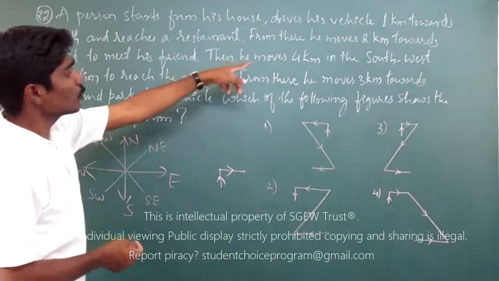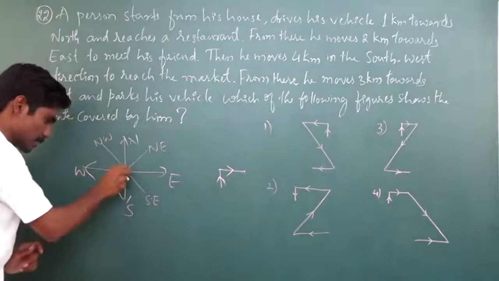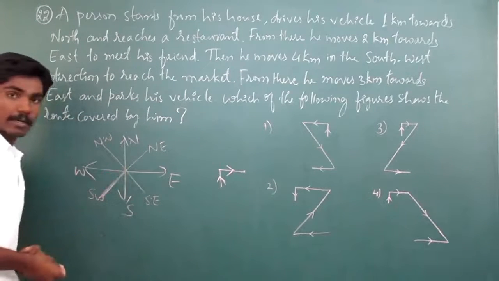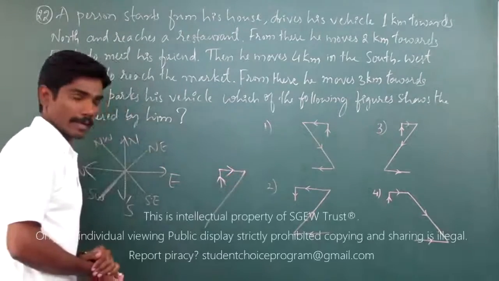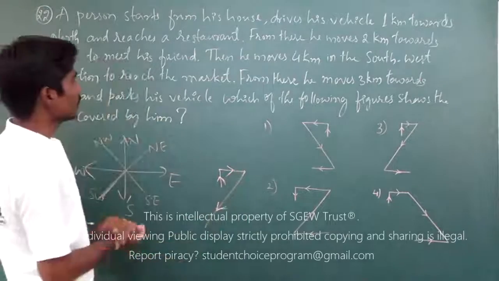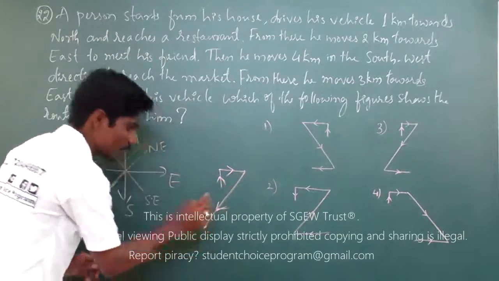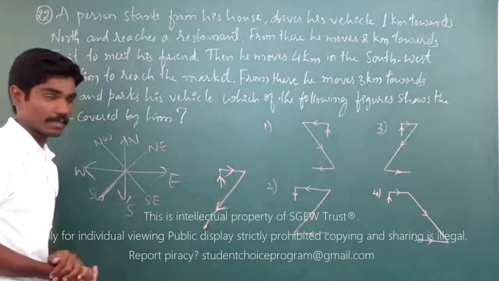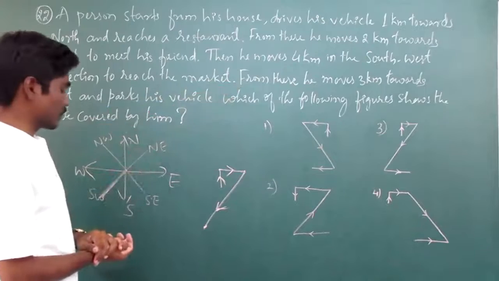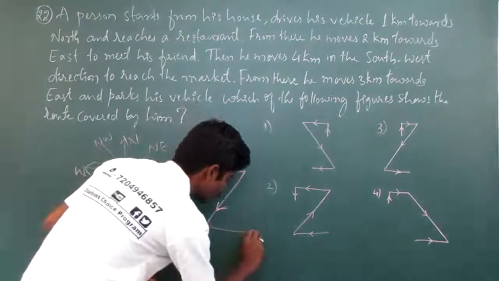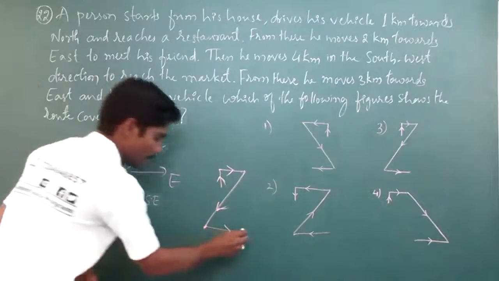Next, he moves 4 kilometers in the southwest direction. Now let us see friends, this is the southwest direction. When he meets his friend, he moves about 4 kilometers in the southwest direction to reach the market. Now he has reached the market after covering 4 kilometers. Thereafter, he moves 3 kilometers towards east, and again parks his vehicle.